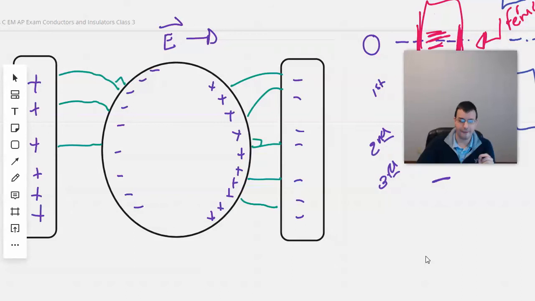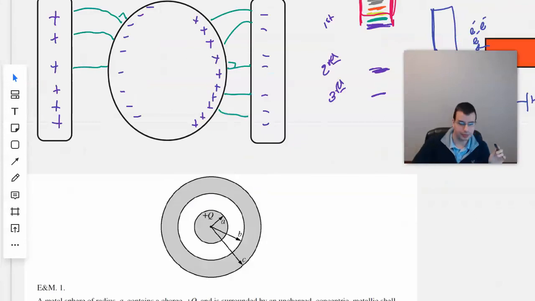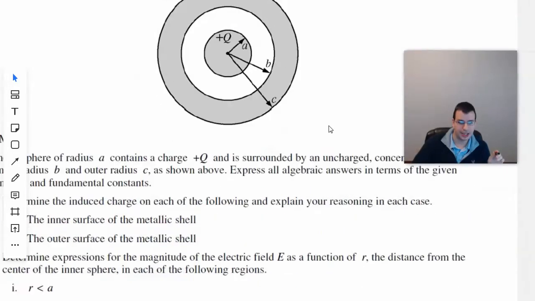Now, there are a lot of implications from this. A lot that aren't too intuitive. So we're going to go through some examples and look at them. Here we are. Example number 1.